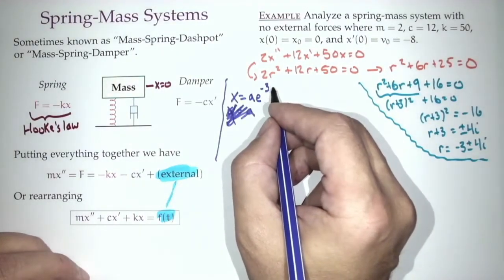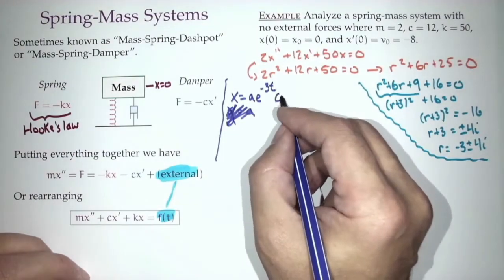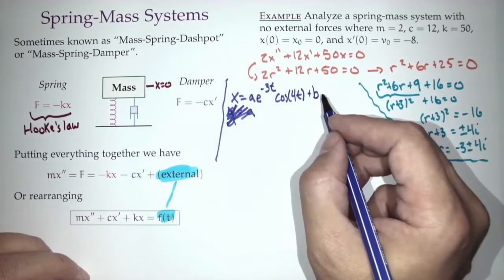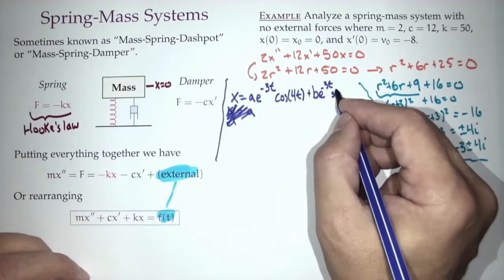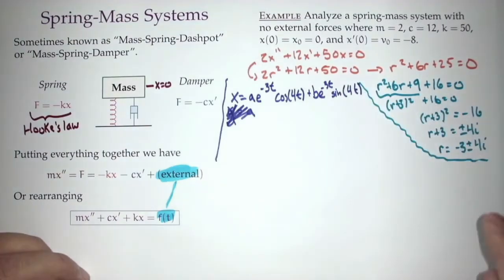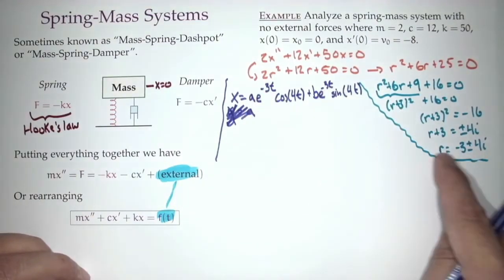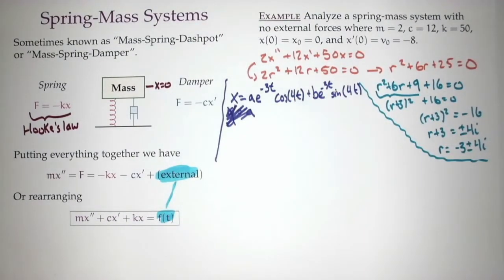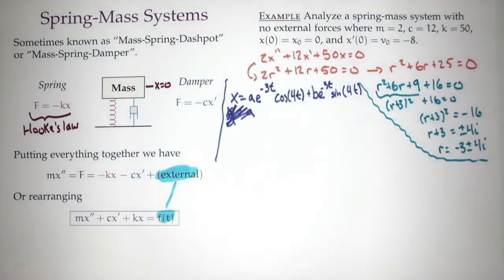What comes next after the negative 3? t. Okay, and then? Cosine. Plus b e to the negative 3t sine. So the real piece of it, which is the negative 3, goes up in the exponent. The 4 is what goes inside the trig functions. So that's why you see the e to the minus 3t, and that's why you see cosine 4t, sine 4t. All right, let's throw in our first initial condition.